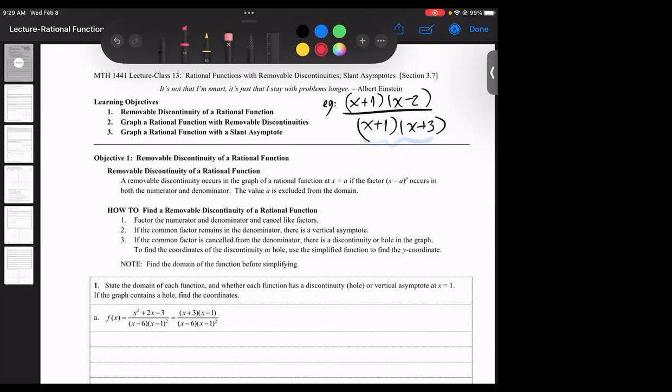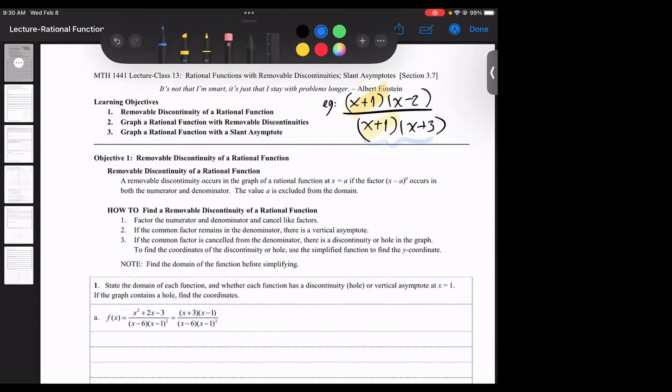If you look at this function, what can I cancel? X plus 1 and x plus 1, right? So those points right there, where you can cancel, are called removable discontinuity. You'll be able to remove it from the graph, and then the graph comes back together again, right? That's what removable discontinuity is. Of course, in calculus, they give you a formal definition. But right now, that's all you have to understand.